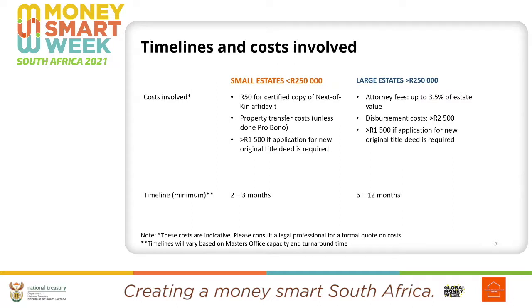The family will also need to pay the property transfer costs to the conveyancer. These costs are on a sliding scale depending on the value of the property. There is a possibility that the family could qualify for pro bono costs, which means if they earn below a certain threshold, they may get the benefit of reduced property transfer costs.